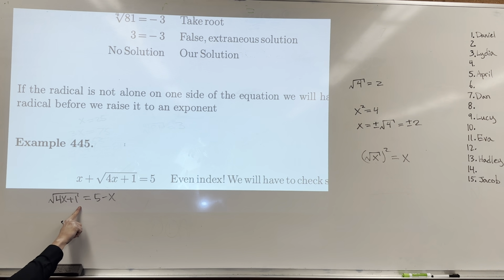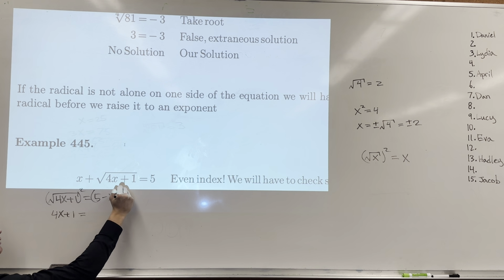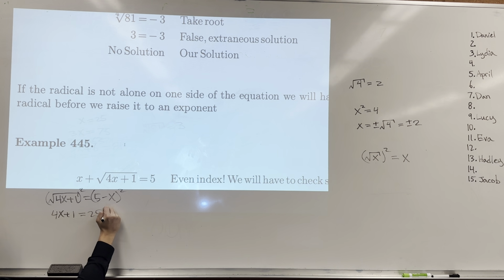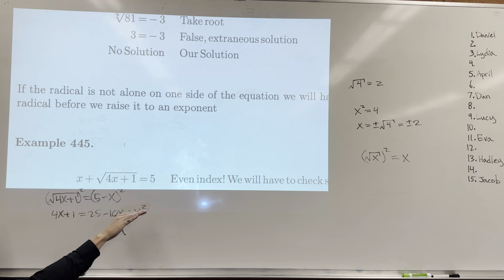So squaring this, we're left with just 4x plus 1 is equal to, now we need to square this whole thing out. We're squaring this, and we're squaring this. So we're going to get 25 minus 10x, plus x squared. That's what you get if you multiply that out. You can just do it longhand way if you want. You should know how to square that out. How'd you get the 10x? Five times negative x and negative x times 5, add them together, minus 10x. Or a minus b squared is equal to a squared minus 2ab plus b squared.